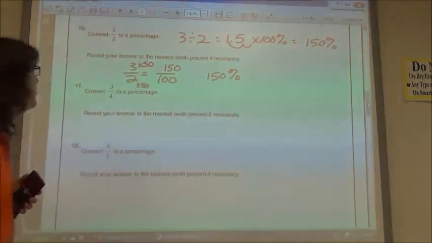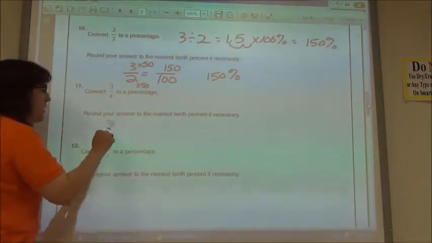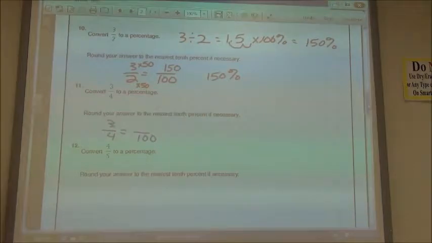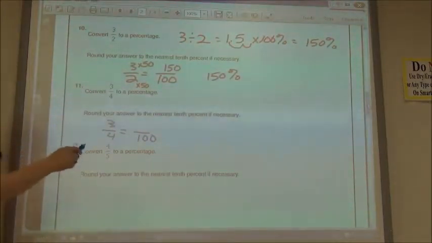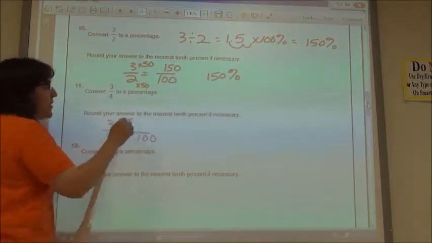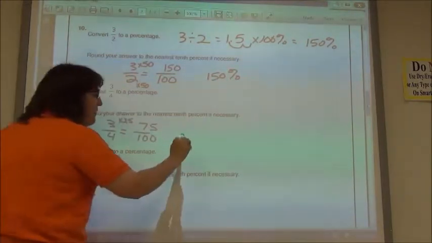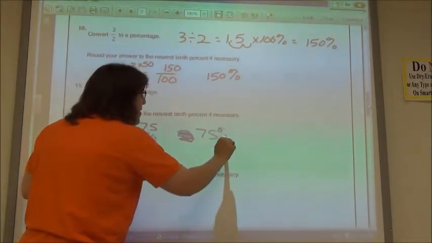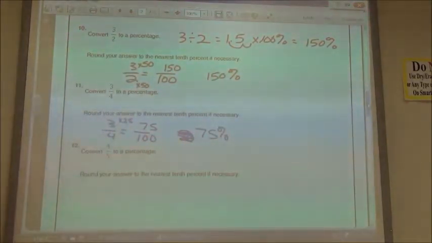denominator goes into 100. In this case, 3/4. Again, 4 goes into 100 evenly, so I could do it this way. 4 goes into 100 25 times, so 3 times 25 is 75. 75% is going to be my answer then.